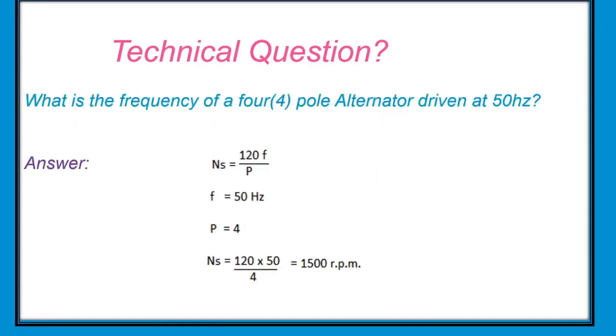What is the frequency of a 4-pole alternator driven at 50 Hz? Answer. Ns equals 120 F over P. F stands for frequency. P stands for number of poles. Ns stands for synchronous speed. Ns equals 120 times 50 Hz over 4 equals 1,500 RPM.